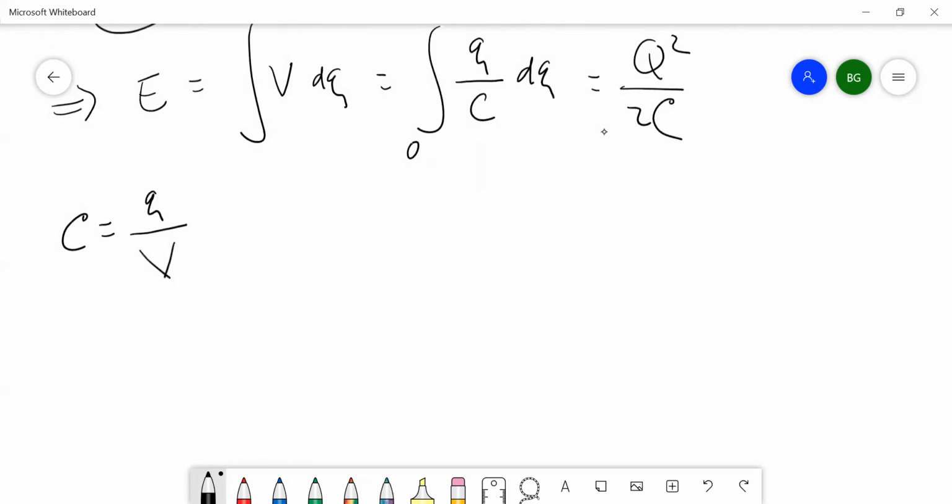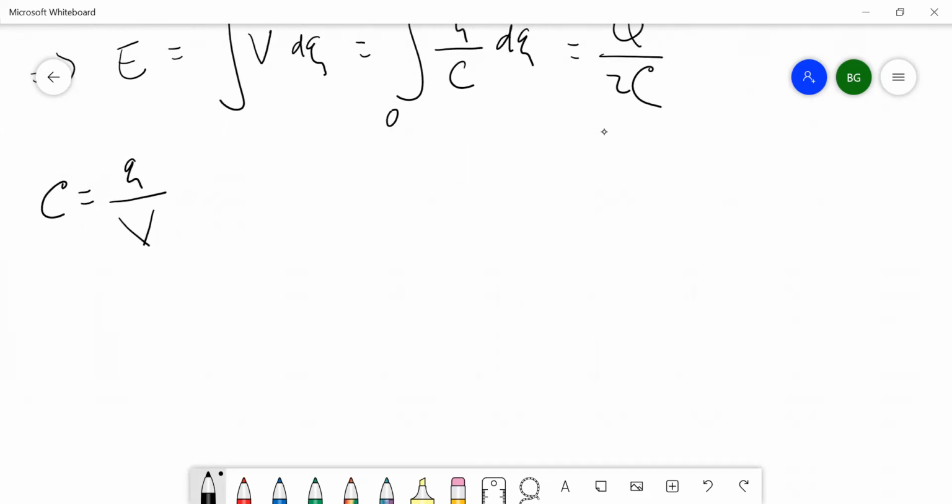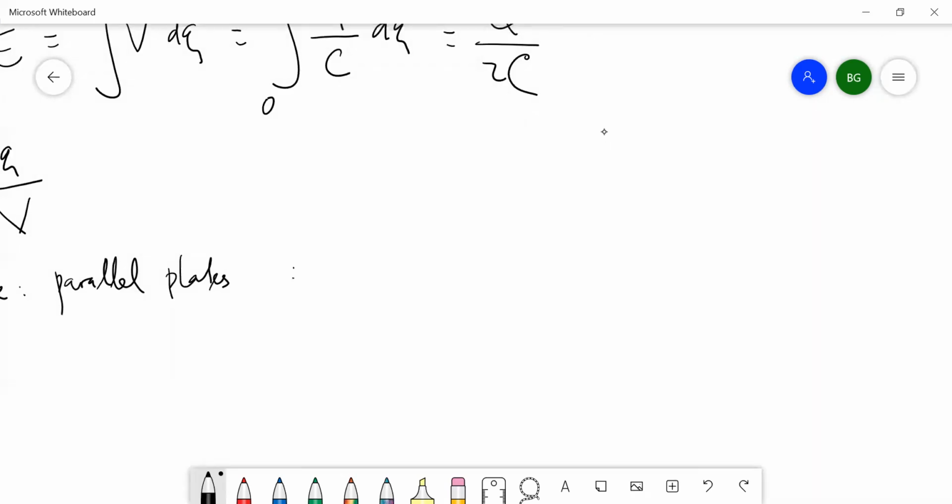So let's take, for example, a parallel plate capacitor. This C here, we take as epsilon 0 A over d.